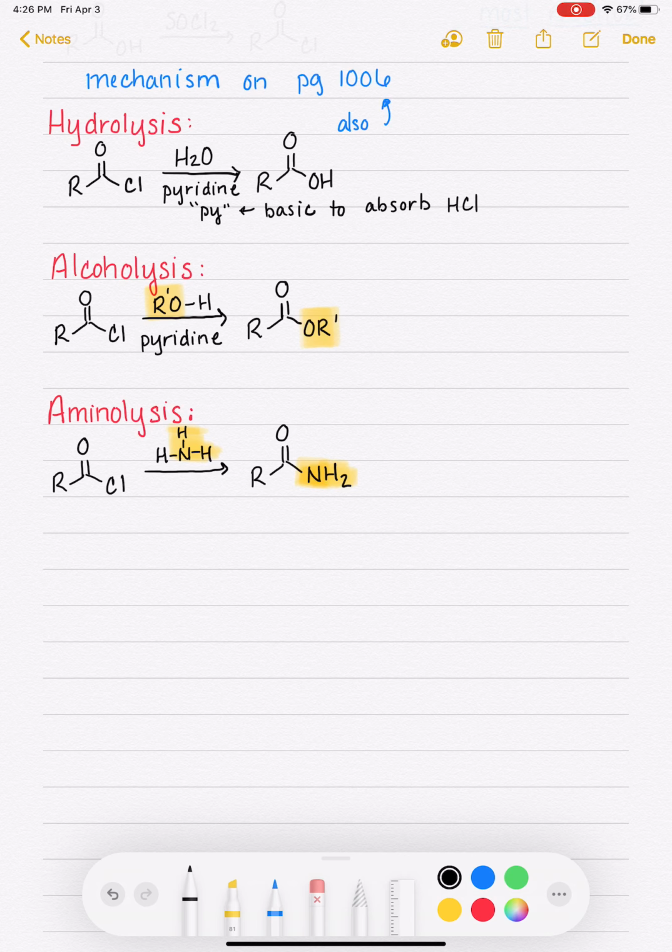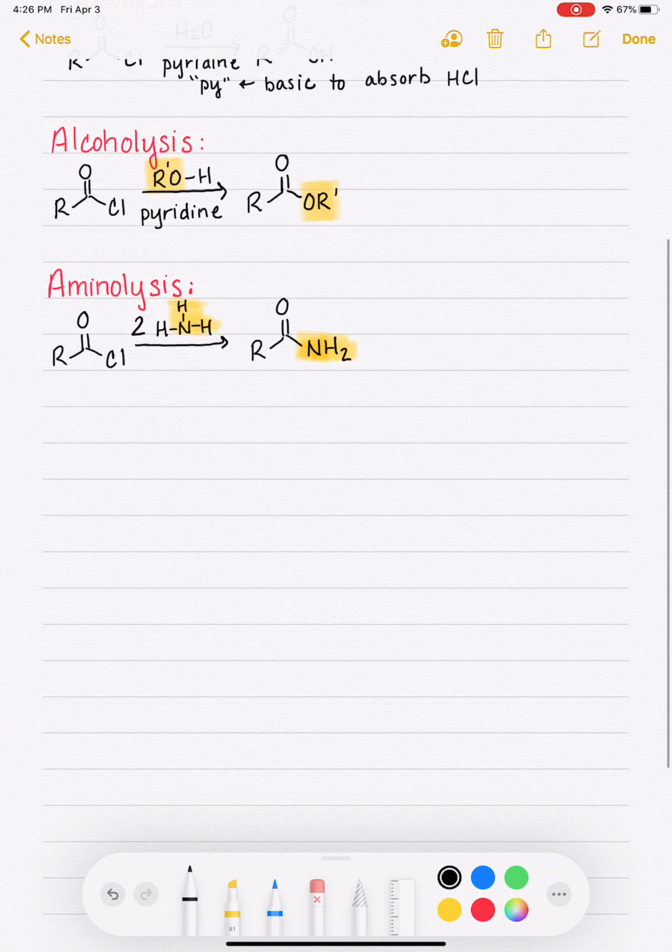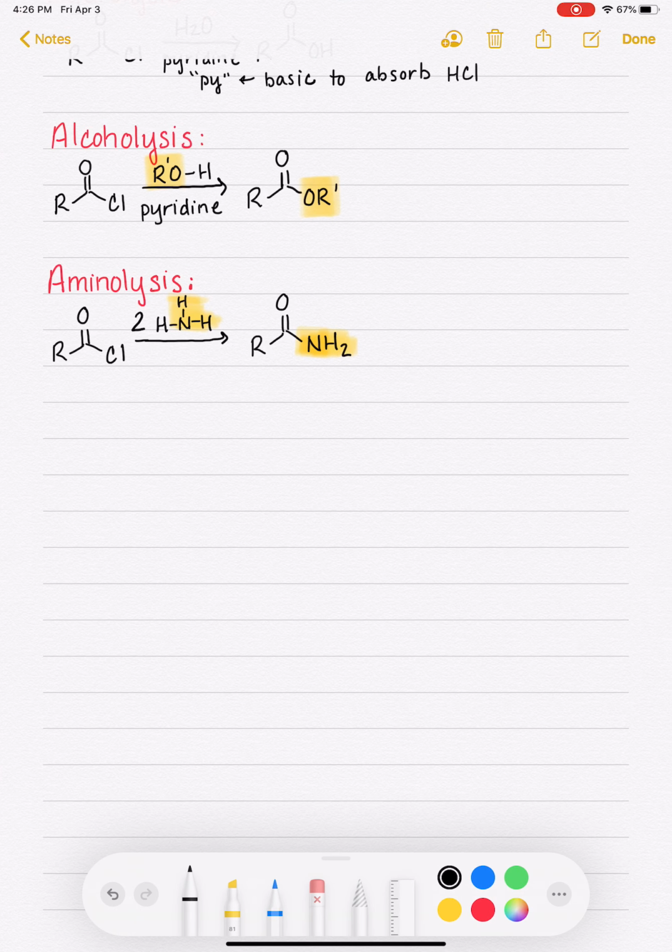However, NH3 is a perfectly suitable base. So instead of putting pyridine in this, we're just going to have a lot of the NH3 molecule. You could see it written as excess NH3, and you could also see it written as 2NH3. Same reason. That extra NH3 is just being used to absorb HCl that is being produced.